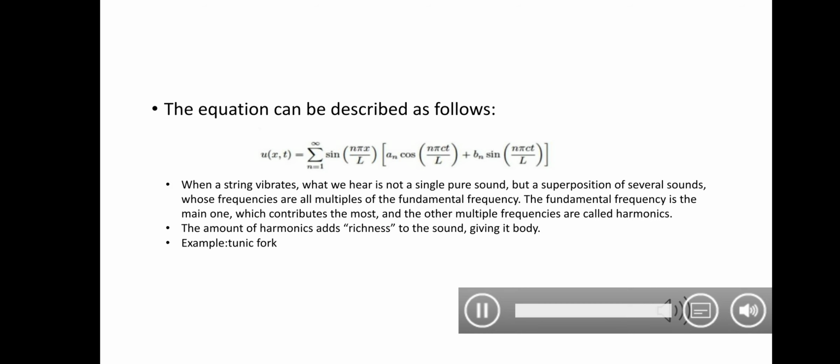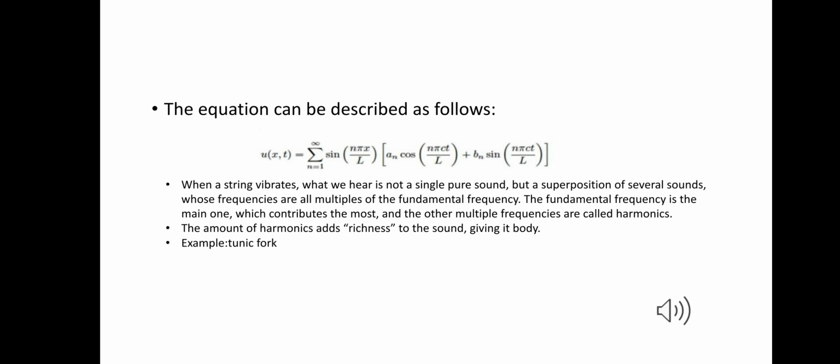Here we can see how the equation can be represented. When a string vibrates, what we hear is not a single pure sound but a superimposition of several sounds whose frequencies are all multiples of the fundamental frequency. The fundamental frequency is the main one, which contributes the most, and the other multiple frequencies are called harmonics. The amount of harmonics adds richness to the sound and gives it body. Example: tuning fork.